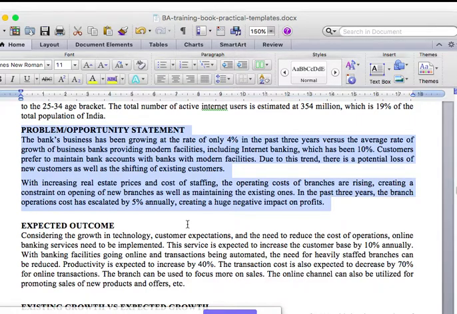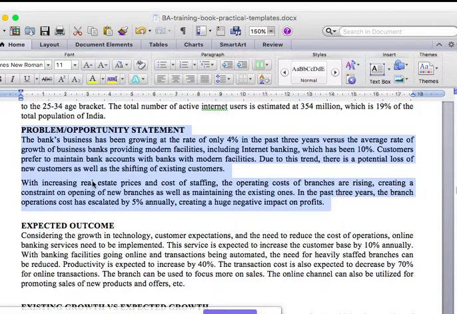The online banking solution we don't have and we want to avail, so there is an opportunity we want to avail, and this is the opportunity statement we are preparing: what we need and why do we need it. In the past 3 years, the branch operation cost has escalated by 5% annually, creating a huge negative impact on the profits. So this is what you need to capture as part of your introduction, problem or opportunity statement.